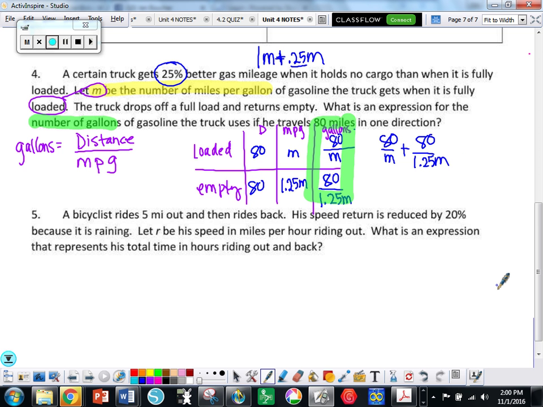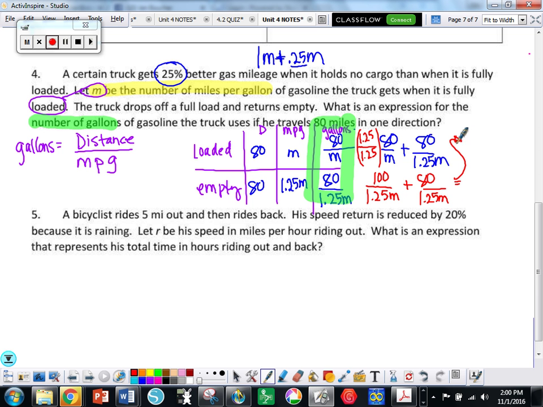If I want to add those two together, what do you need? A common denominator. Now they both have an M, right? This first one, however, needs a what? A 1.25. What's 1.25 times 80? 100. So let's rewrite that as 100 over 1.25M. I multiplied those two numbers. Over 80 divided by 1.25M. Do they have a common denominator? Yes, so you can add the numerators.